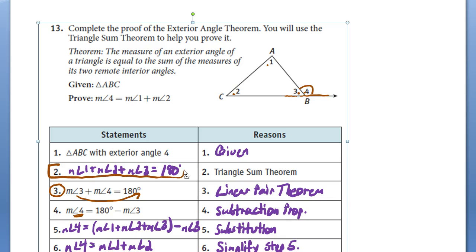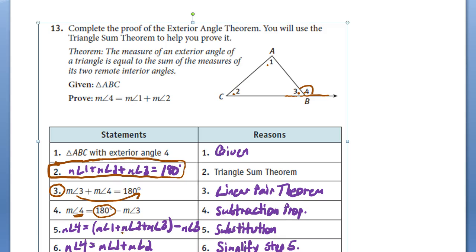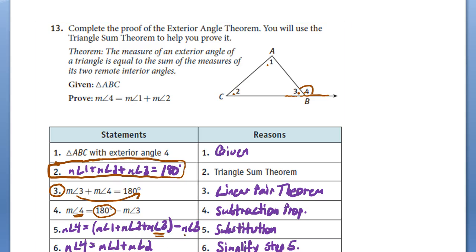Okay, in the next step, we're going to go back to what we had in step 2 and use that fact right there, that angle 1, angle 2, and angle 3 added up is 180. So we have the measure of angle 4 equals, and then we're going to substitute in place of the 180 that long expression from step 2. And then here's the minus angle 3 here on the end. That's substitution.